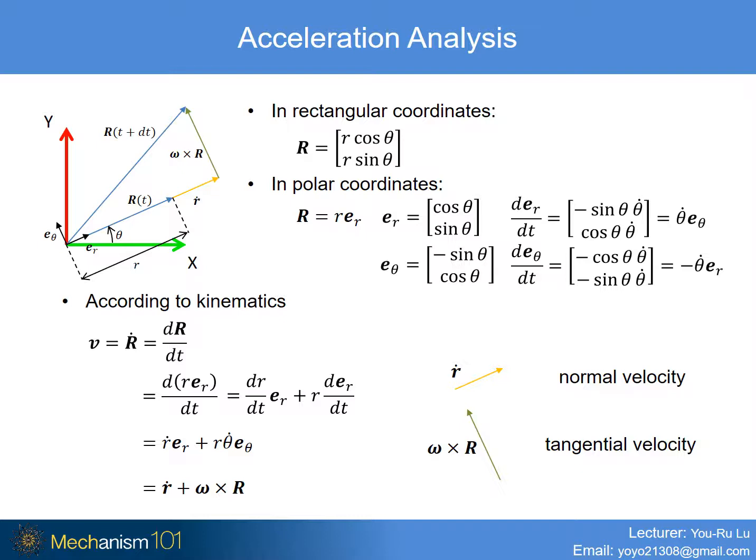In the previous lecture, we have learned how to do velocity analysis using vector method. In this lecture, we will continue with acceleration analysis. The goal of acceleration analysis is to determine the acceleration of a particular point on the rigid body. To do so, again, according to kinematics, the second derivative of displacement vector with respect to time is acceleration vector. The derivation of acceleration vector is shown here.